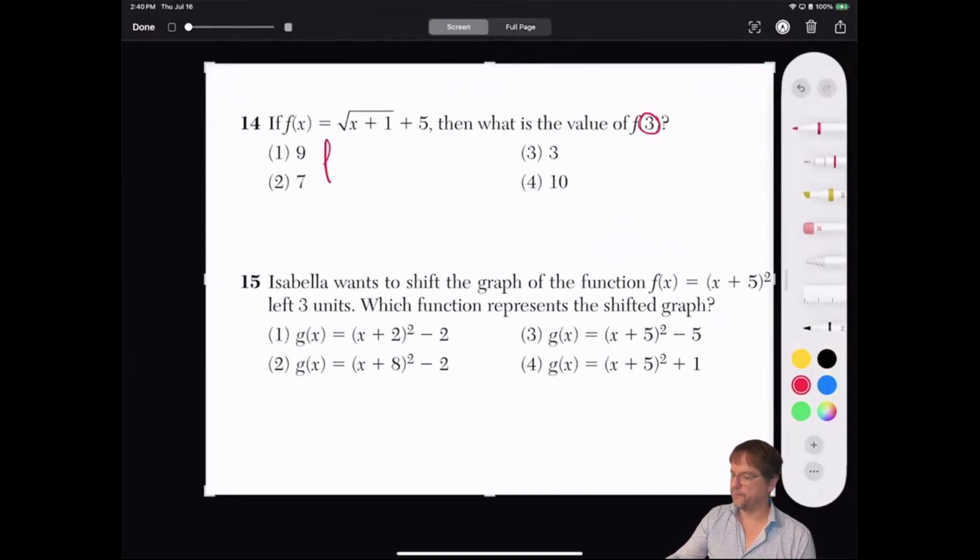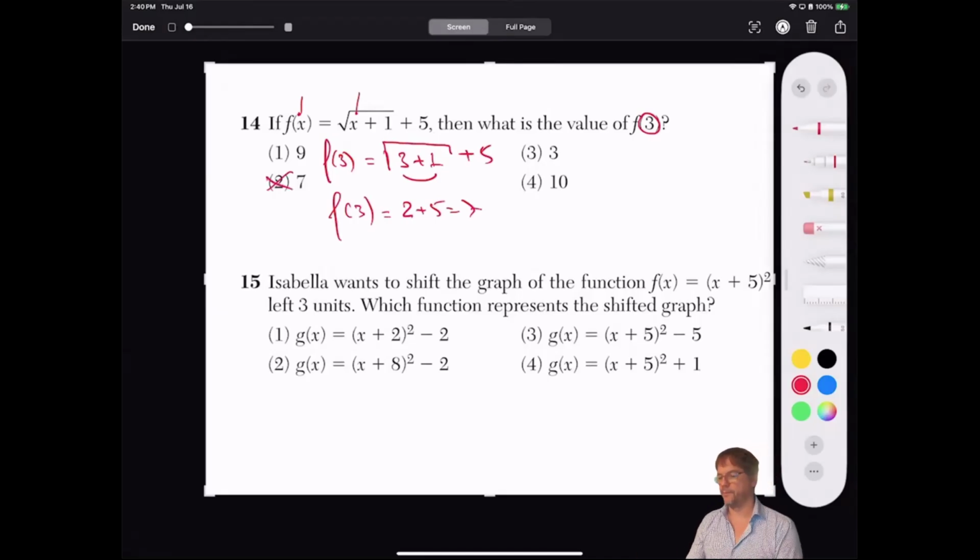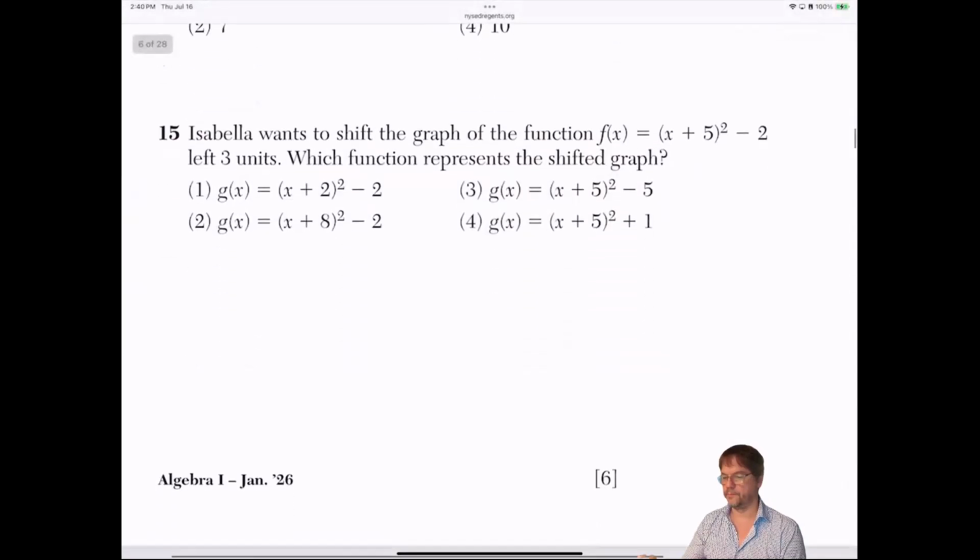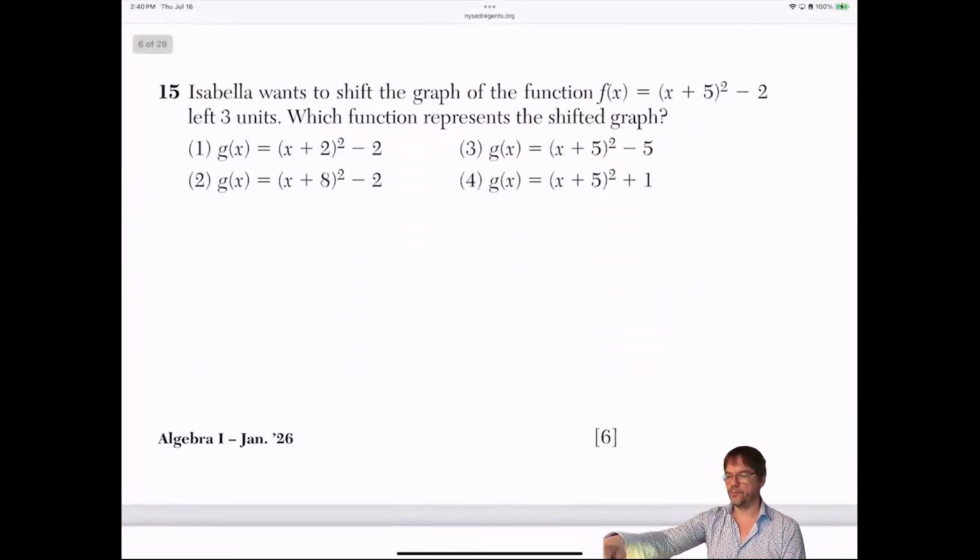So f of 3, I will put 3 here in the place of x. So I need to put 3 here. Do you agree? 3 plus 1. Okay. Plus 5. So f of 3 is 4, the square root of 4 is 2, plus 5 is 7. Is that okay? Next one.